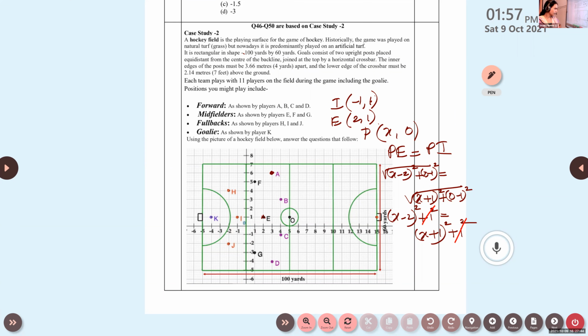We can use the identity. Yes, expand it using the identity. Yes, Melvin. Expand both the sides. When you expand it, x square minus 4x plus 4 is equal to x square plus 2x plus 1. Simplify and find out the value of x.